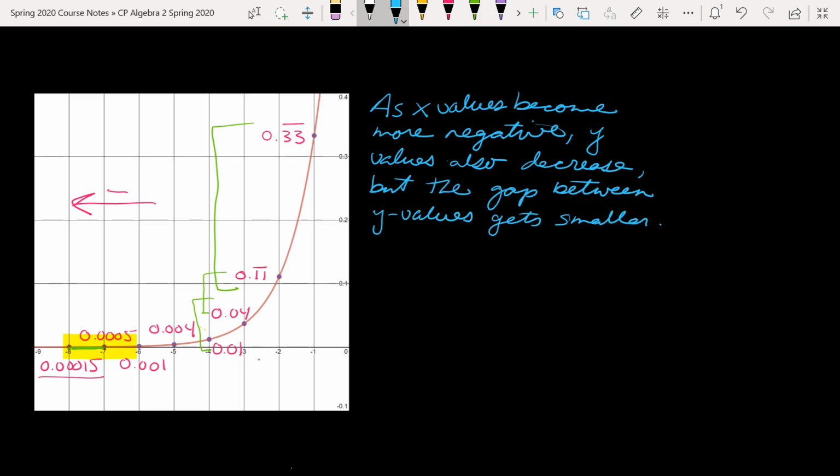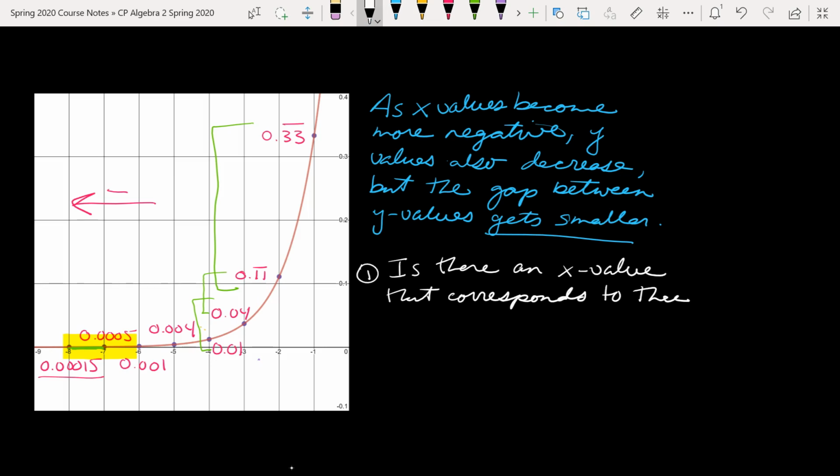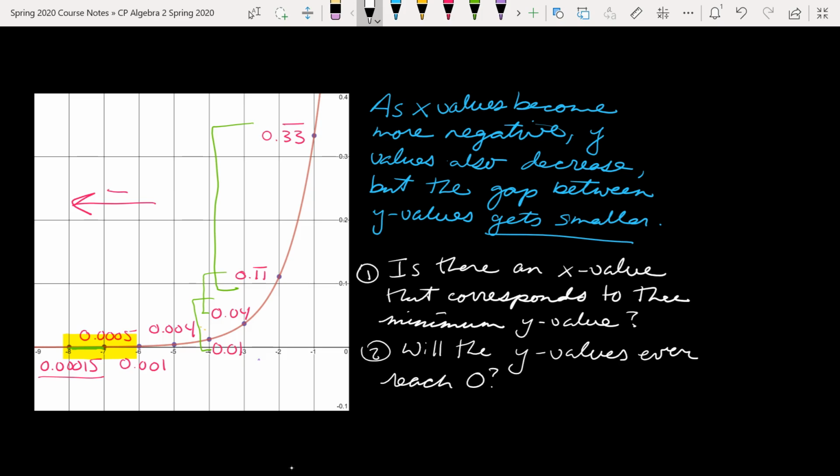as this gap between y values gets smaller and smaller, we have to ask ourselves the question, is there some point when that gap reaches 0? Some very large negative x value, for which if I took the next more negative x value, I would see no change in y at all? And also, because these gaps between y values get smaller and smaller, will those y values ever actually get to 0? And there's the possibility that if the y values can reach a value of 0, then maybe we can have negative y values as well.